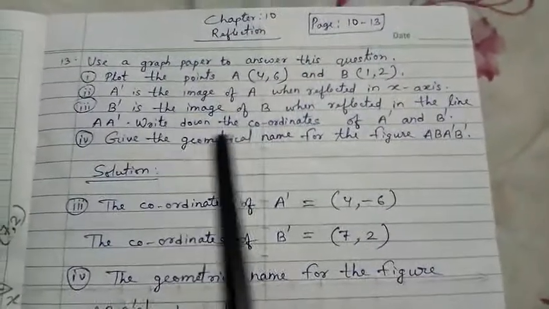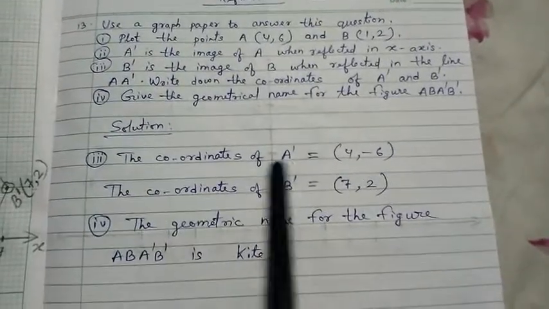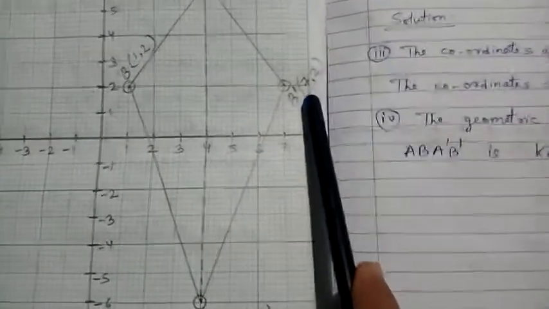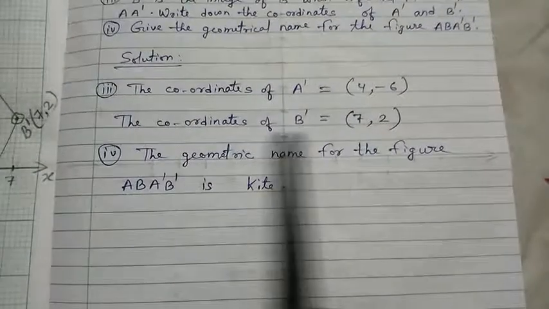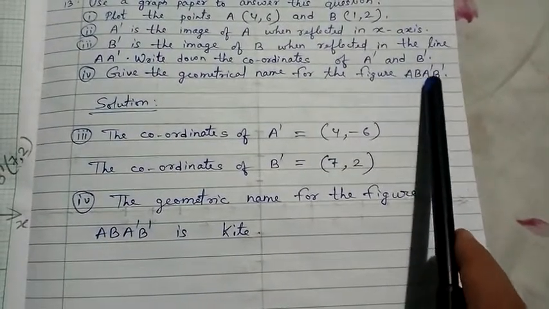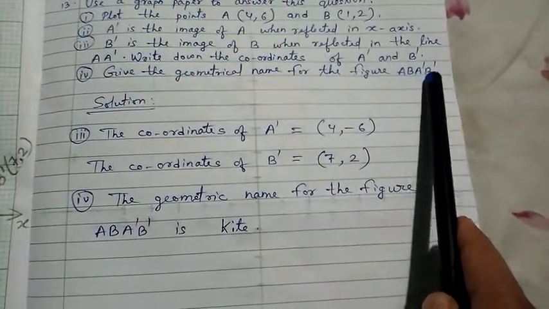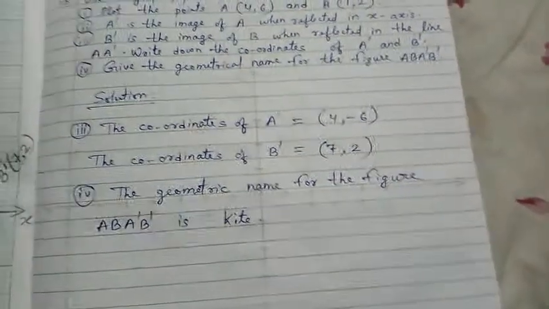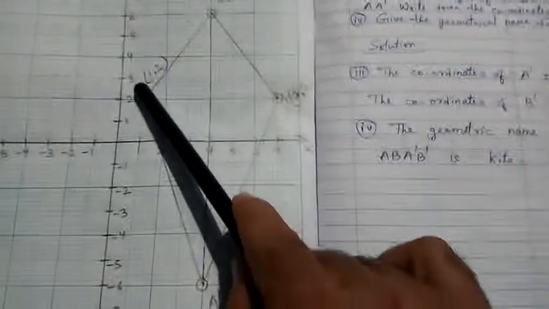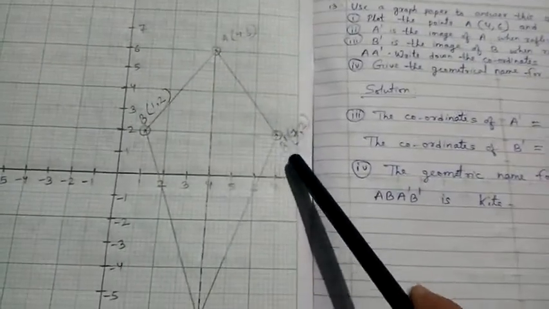Now next is write down the coordinates of A dash and B dash. As per question number 3, we know the coordinates of A dash. Just now we have come to know 4, minus 6 and B dash is 7, 2. So write those two things as per the demand of the question. Number 4, give the geometrical name for the figure AB, A dash, B dash. Now we will join from A to B, B to A dash, A dash to B dash and B dash to A. So let us start. So A to B, B to A dash and A dash to B dash, and the last one is B dash to A.